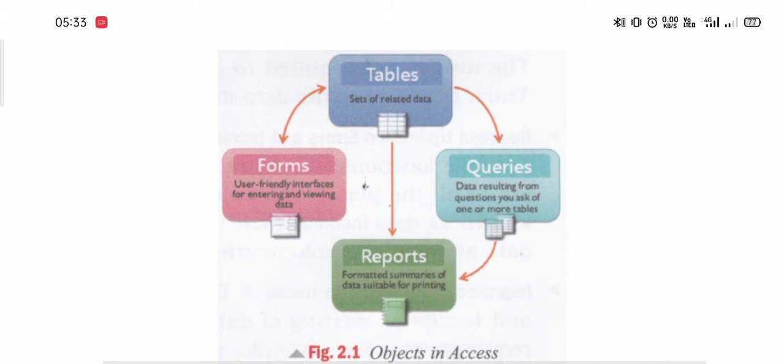According to this figure you can understand very well: table, which helps to create or set related data, and the next one is query, data resulting from the queries you asked of one or more tables.